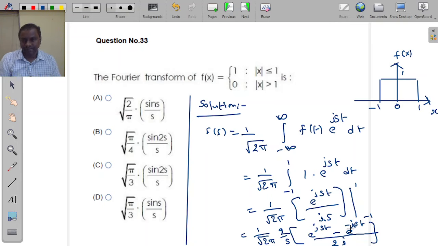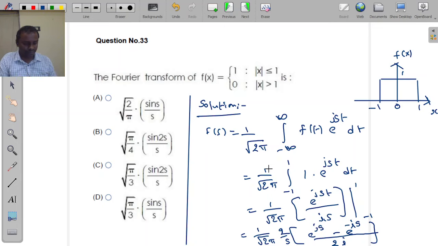sin s. When you substitute t equal to 1 and -1, e power jst will become e power js minus e power minus js. In the t place we are substituting 1 and -1, so this will become this. So this is the sin s formula.